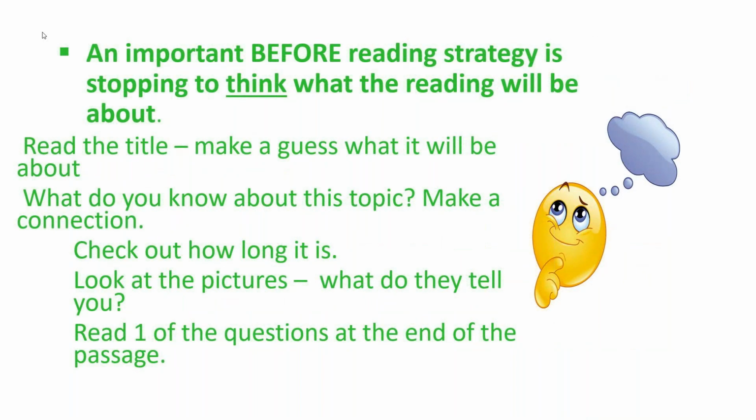Another important before-reading strategy is stopping to think about what it will be about. Before I read, I want to think, what is this going to be about? I might read the title, if there is a title, and then make a guess what it'll be about. The title of this is The War of 1812. So I'm going to guess that it's going to give me information about who was involved in that war and who won that war.